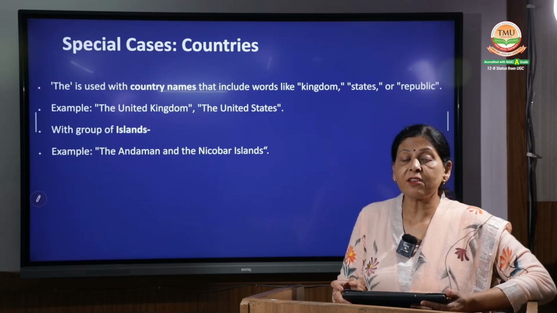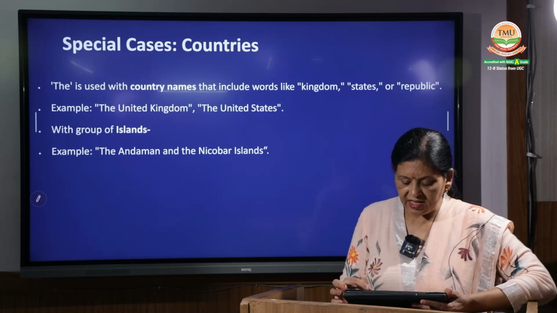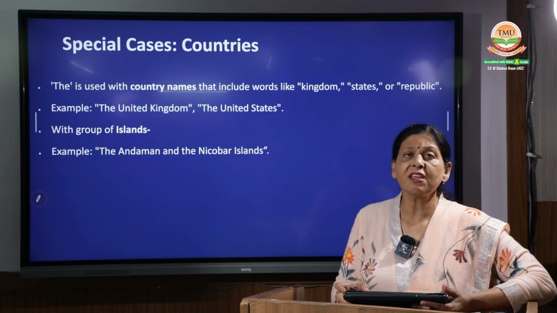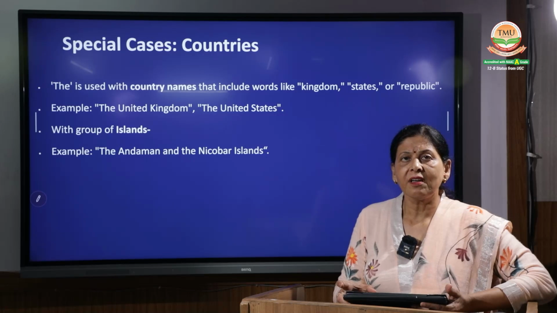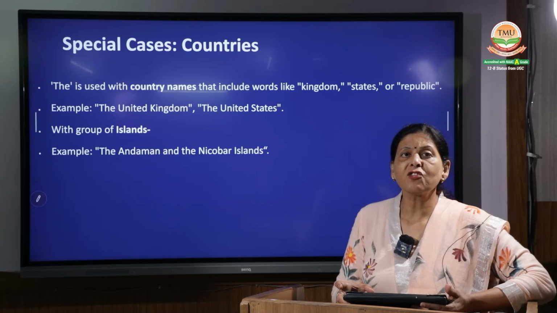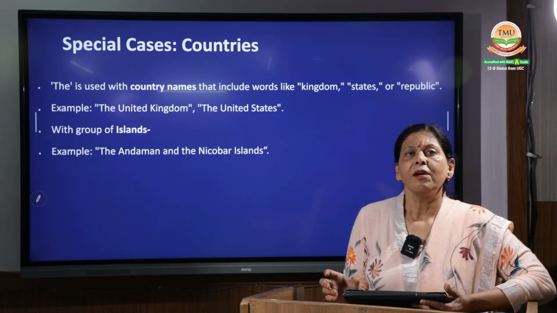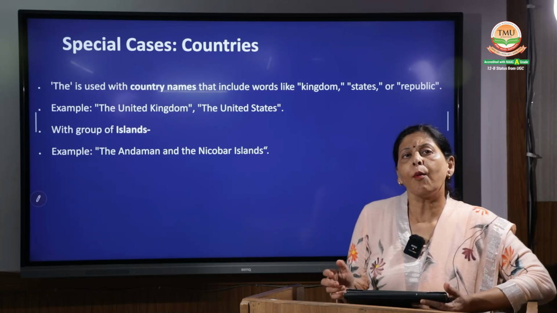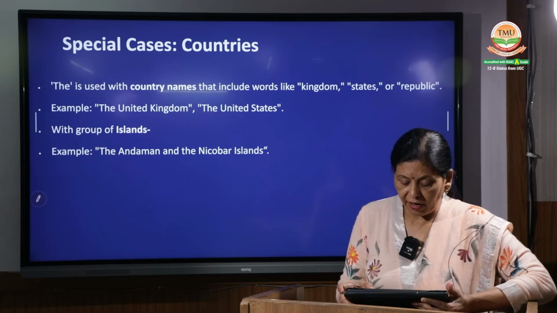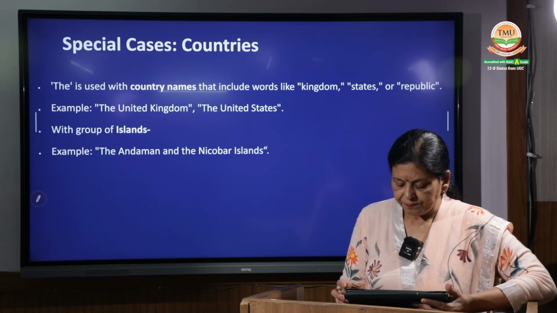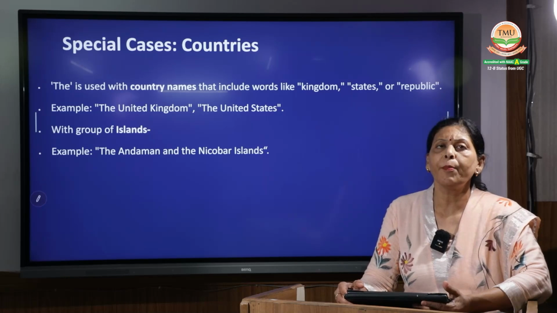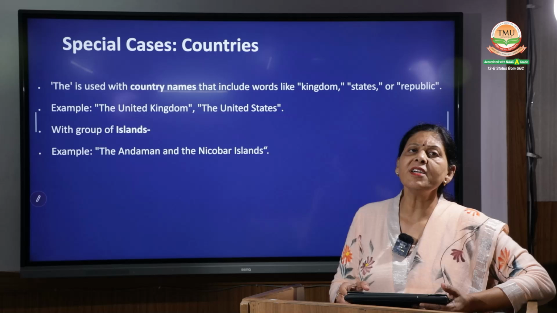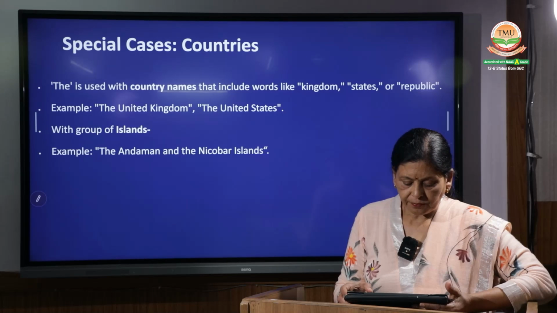Then special cases means countries. In some of the countries which I have already discussed, the United States of America. It is such names where it is a group of words. There we use the word the. The United Kingdom. The words that include kingdom, the words that include states, the words that include republic. So in front of all these three words, article the is used.